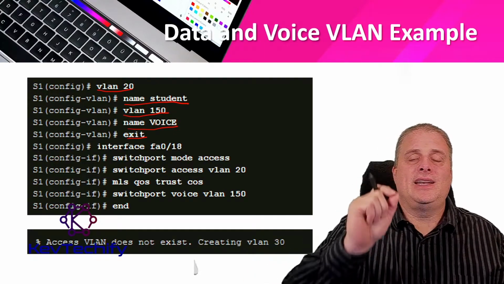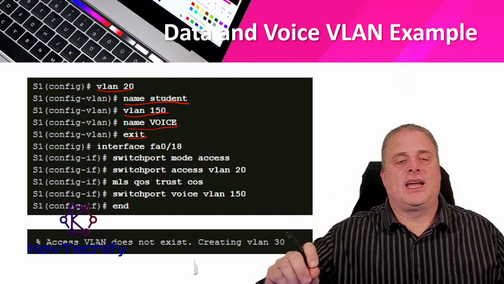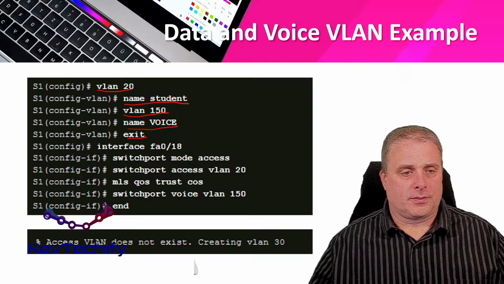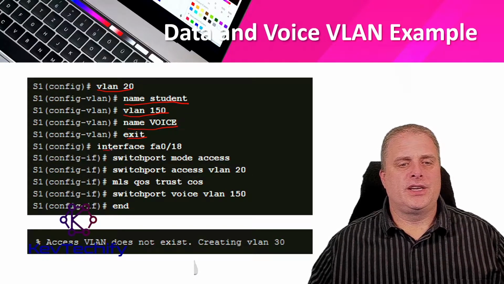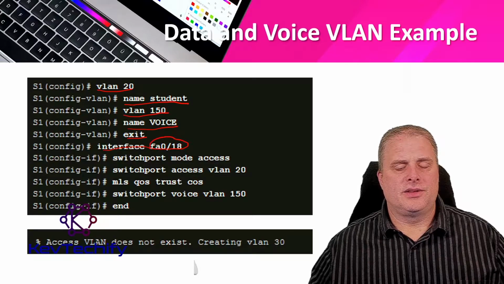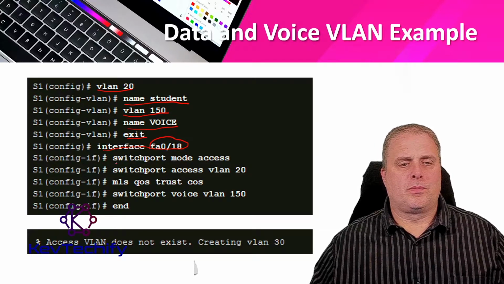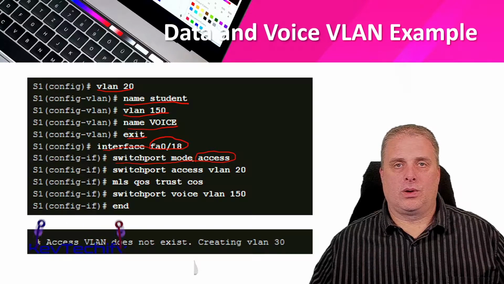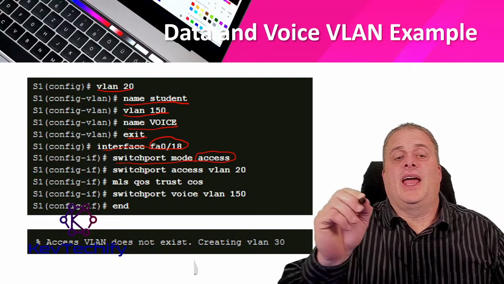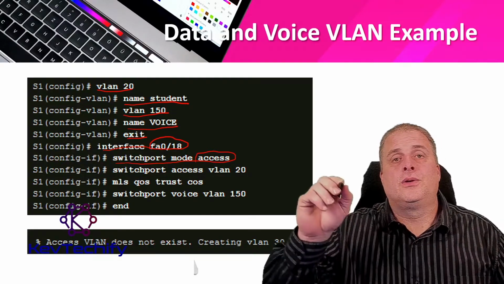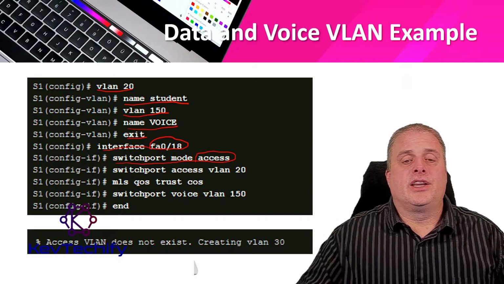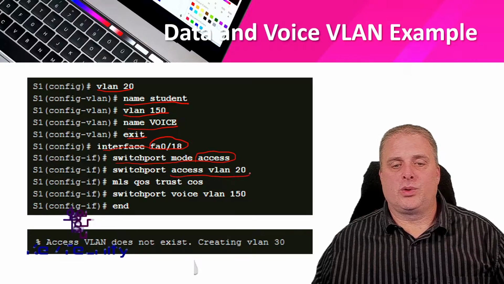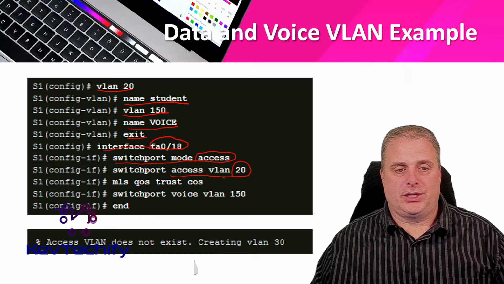After we've created and named them, we can then assign the interfaces to those VLANs. This is how we do this. We go into the interface, FastEthernet 0/18. We set the mode type of that port to access. Once again, our choices are access or trunk. This port is connected to end devices, a voice over IP phone and a computer, and so we're setting it to an access port. Then we set it to access VLAN 20. This takes care of our data portion.